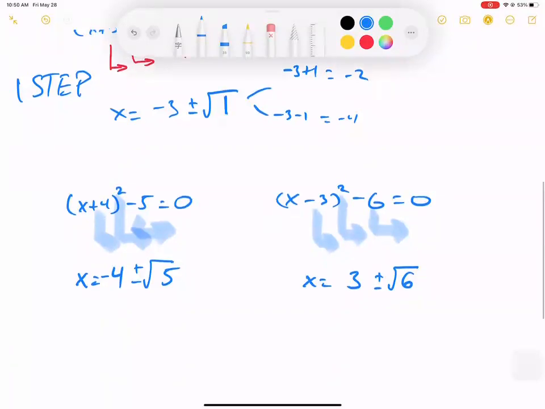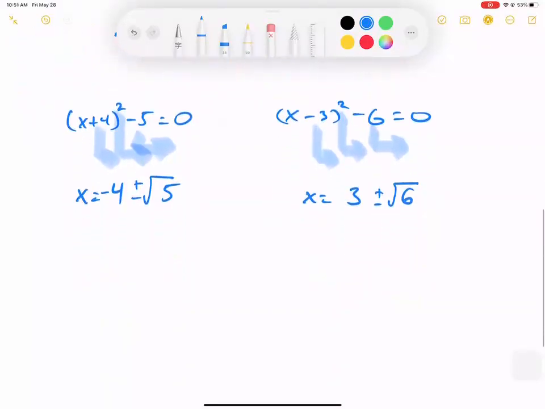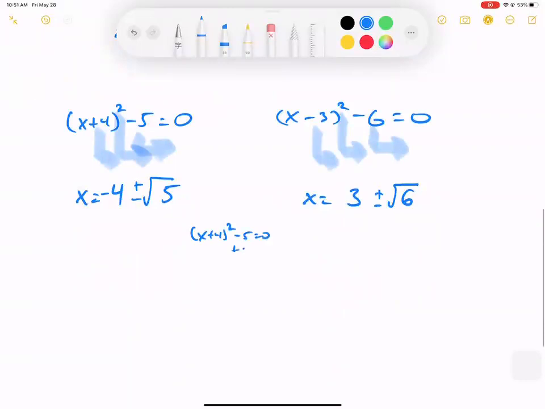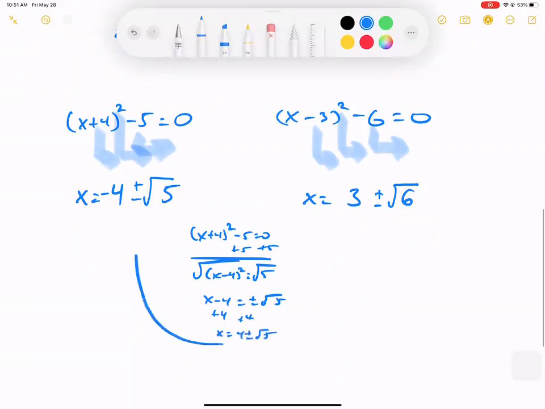Okay, let's do 2 more problems, just like this. You could go through all the steps. Again, you could write (x + 4)² − 5 = 0, plus 5, plus 5. (x − 4)² is equal to 5. Then we take the square root of both sides. x − 4 is equal to plus and minus the square root of 5. And then we add 4 to both sides. x equals 4 plus and minus the square root of 5. We get our same answer here.